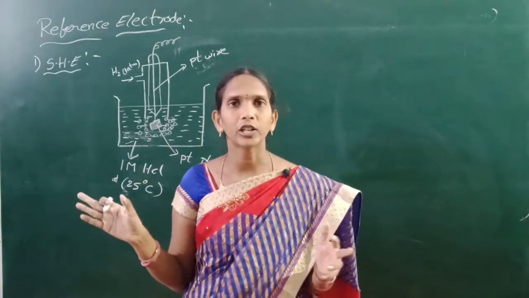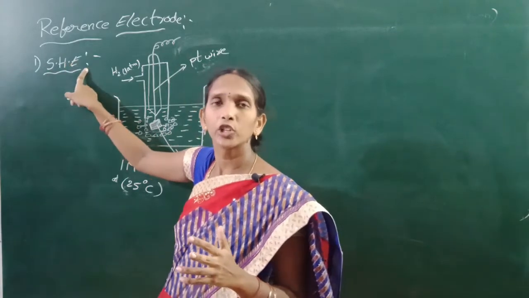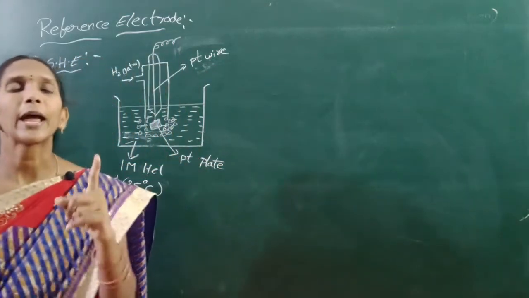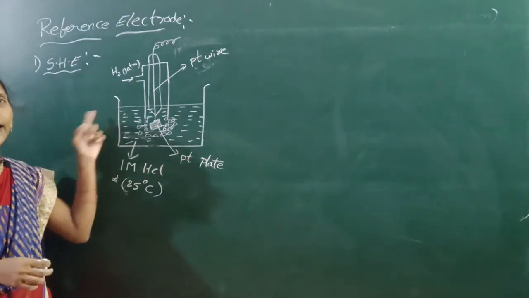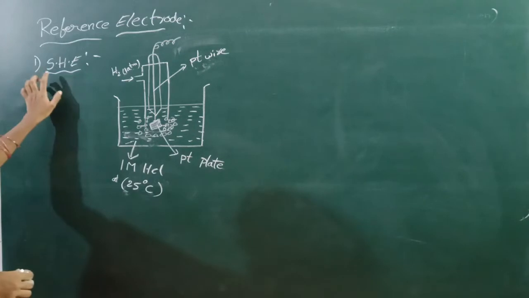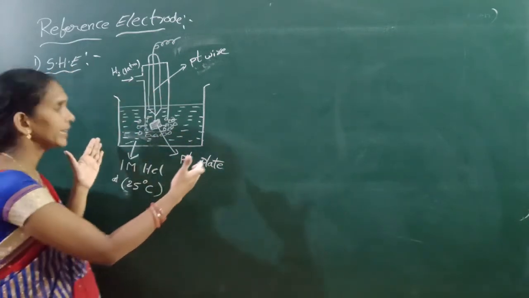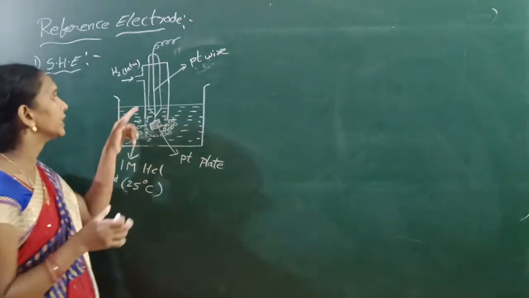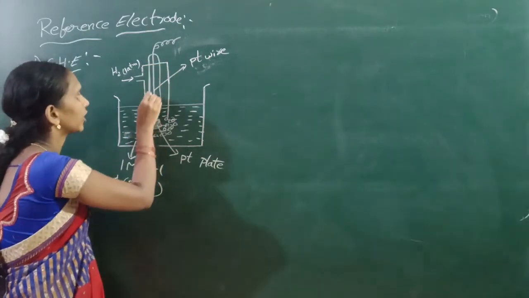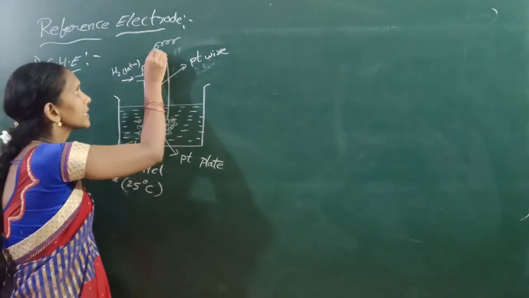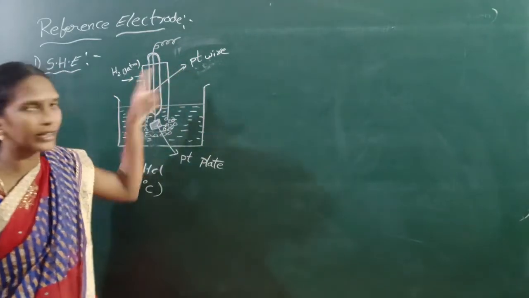In the primary standard electrode, the standard hydrogen electrode is considered the primary standard electrode. This is the standard hydrogen electrode. In this electrode, the glass tube consists of a platinum wire.